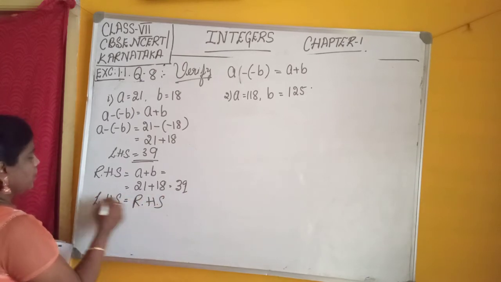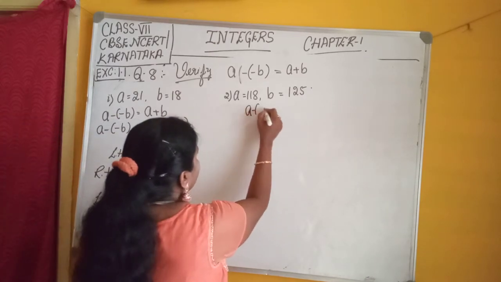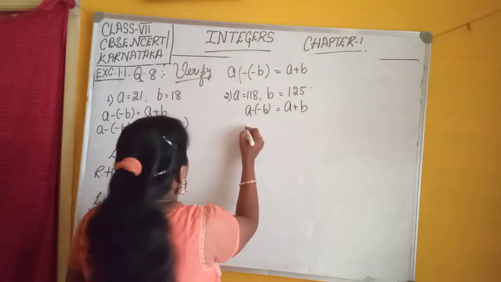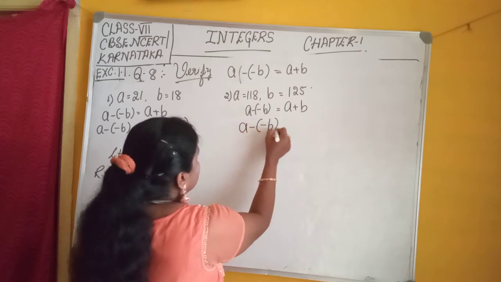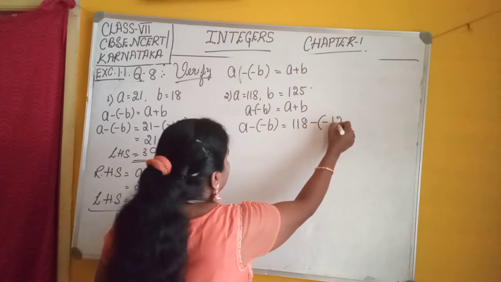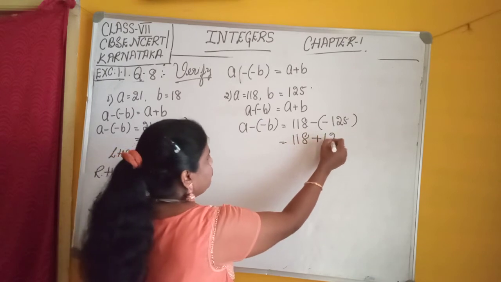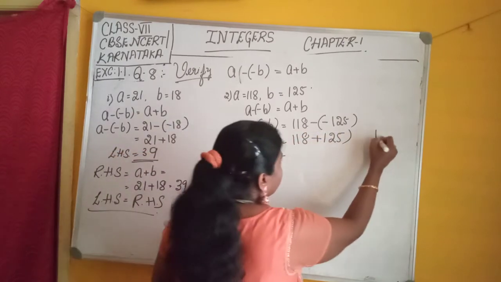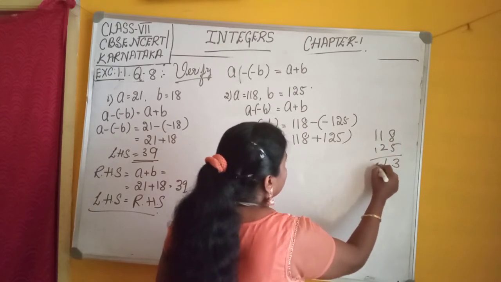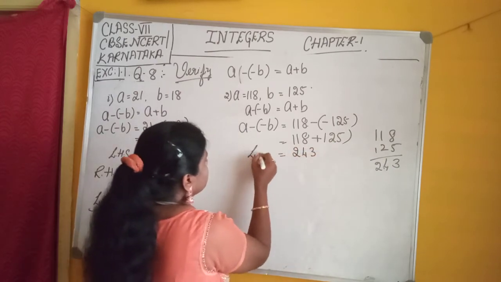Understood? Yes. Next we move on to this. Here also we have to verify A minus of minus B is equal to A plus B. Let us take the first one. A is 118, minus of minus B is 125. That is 118 minus into minus, plus 125. If we add these two numbers, we get 243. We got LHS.